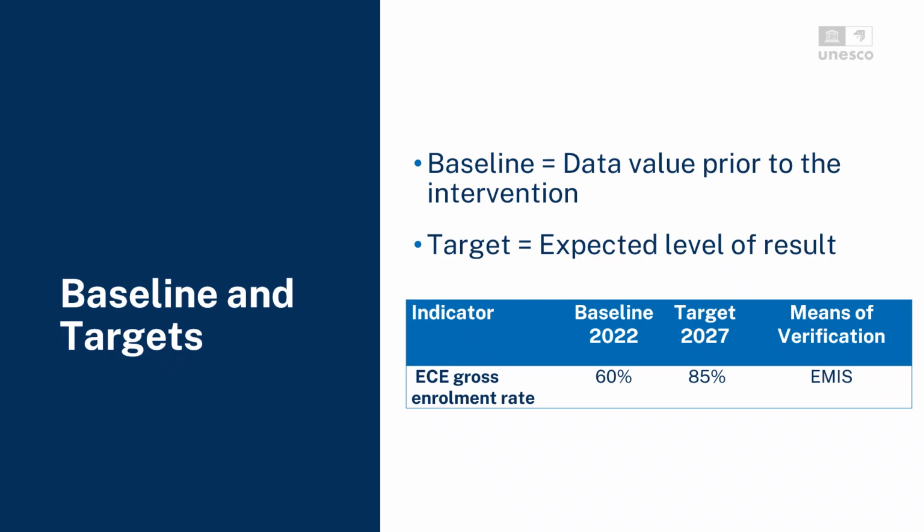In our example, a relevant indicator to track access to ECE could be the ECE gross enrollment rate. The baseline is the value of the gross enrollment rate prior to the start of the plan, 60% in 2022. The final target is what we hope to achieve at the end of the plan, 85% GER by 2027. Some intermediate annual targets can also be identified. The simulation model will be very helpful in that regard, as we'll further see in Units 2 and 3.